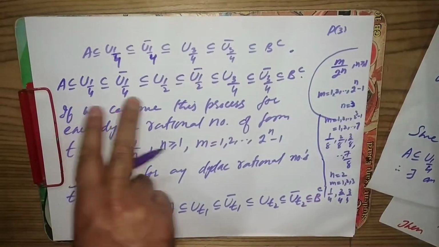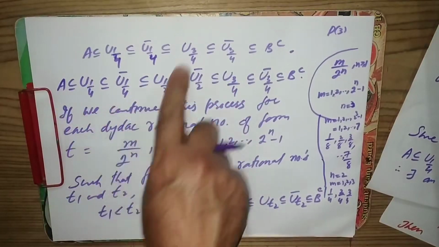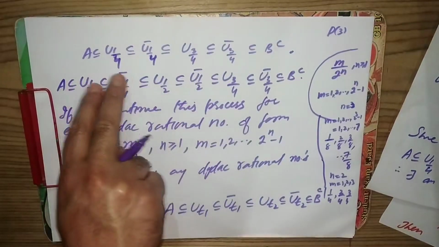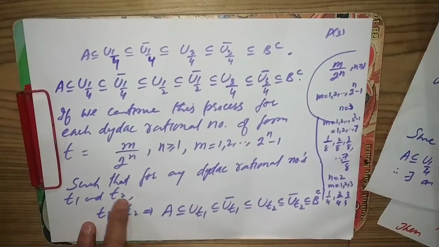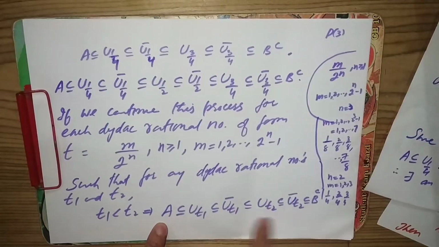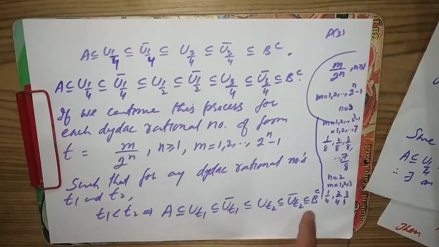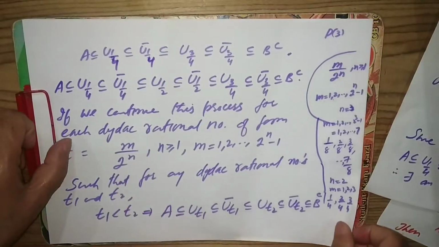Like here, 1 by 4 is less than 3 by 4. So A is a subset of U1/4, subset of the closure of U1/4, which is a subset of U3/4, subset of the closure of U3/4. This is true for any dyadic rationals, because we have constructed this sequence in a way that it satisfies this property. Whenever we have two dyadic rational numbers t1 less than t2, this inclusion holds, and the closure of Ut2 is a subset of B complement. Now we define a map based on these dyadic rational numbers from X to R.